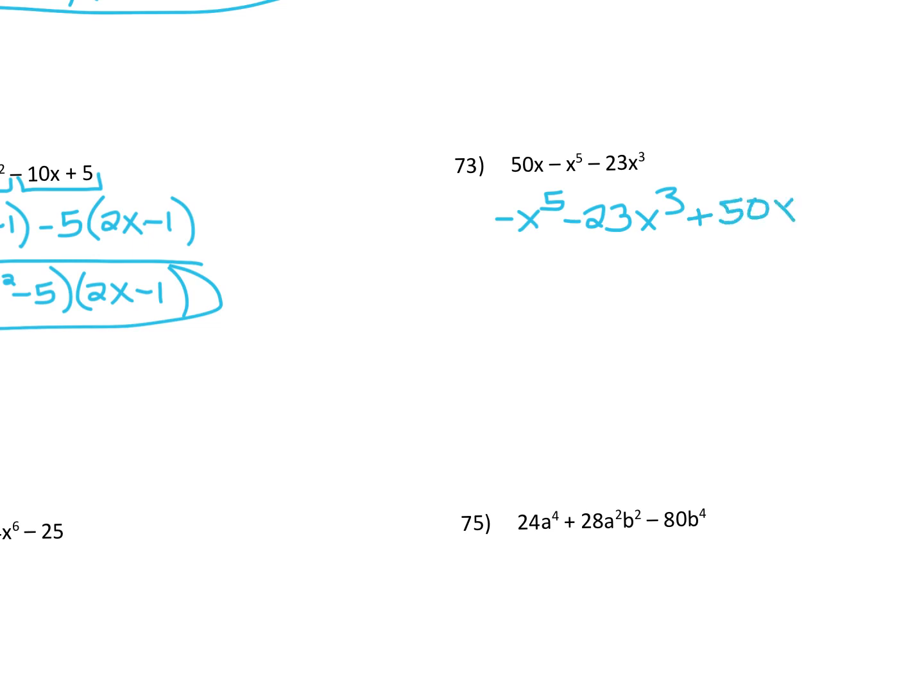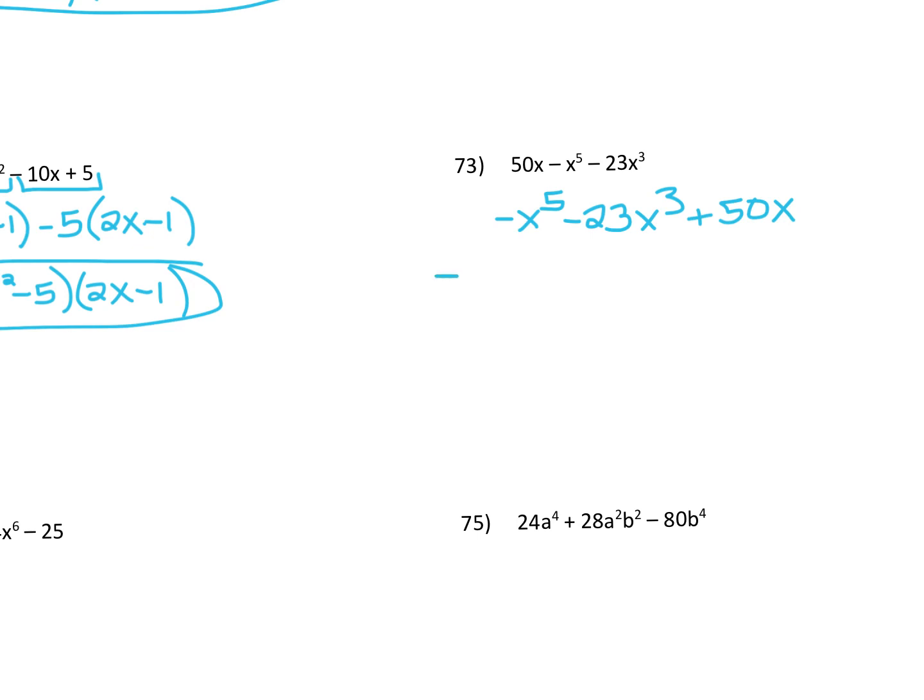Okay, so the first thing we want to do after rearranging is say, can I pull out a greatest common factor? Now, they all contain an x, so we could pull out an x. We can't pull out more than 1 because this term only has 1. So you want to decide, do I want to pull out a positive x or a negative x? Well, remember, if the leading coefficient, if that first term has a negative, we're pulling out a negative.